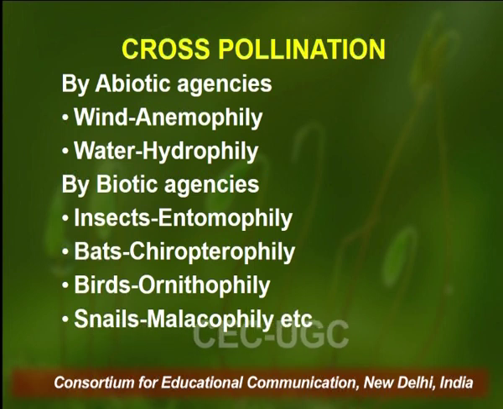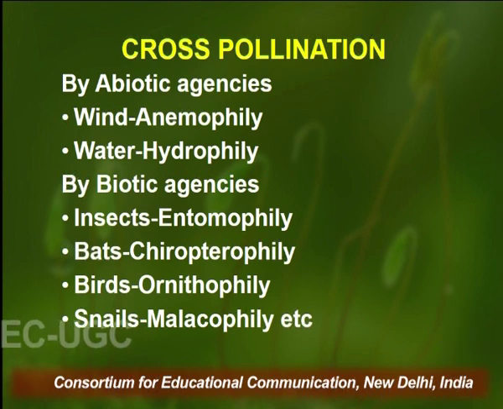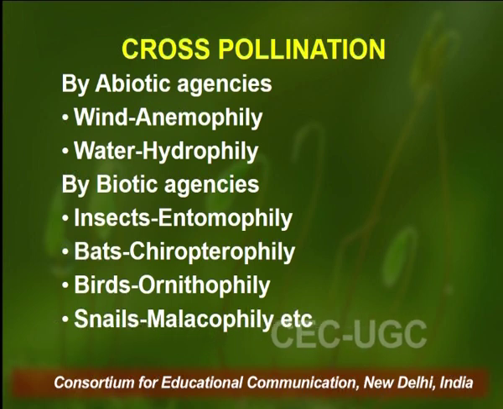Biotic agencies can be anything like insects, bats, butterflies, moths, birds, snails, sometimes even lemurs, and each different type of biotic agent leads to a different type of pollination. Pollination by insects is entomophily, and it is the most prevalent type of pollination. Pollination by bats is chiropterophily, and by birds is ornithophily.